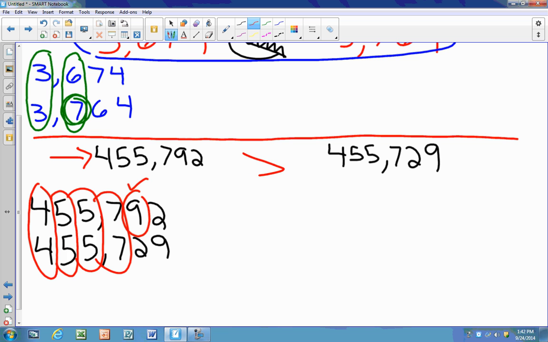And since this number right here is greater, 455,792, I make my alligator mouth or my Pac-Man facing that number because it will read 455,792 is greater than 455,729.